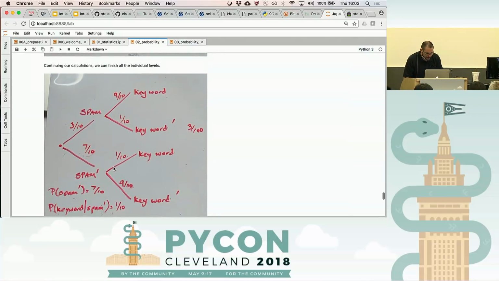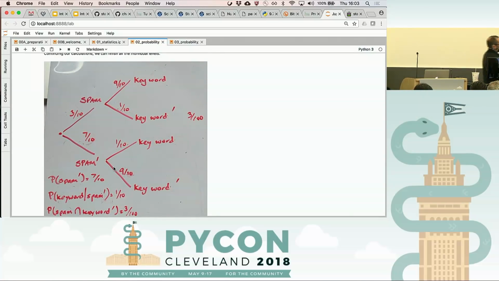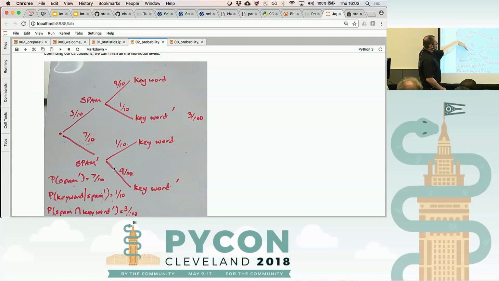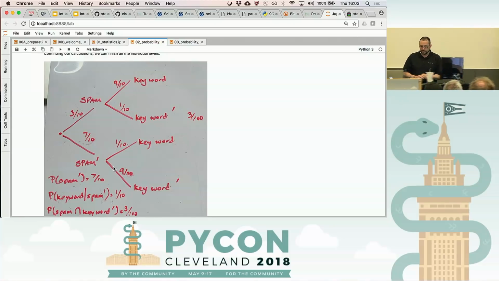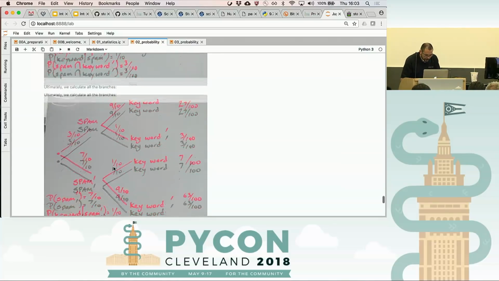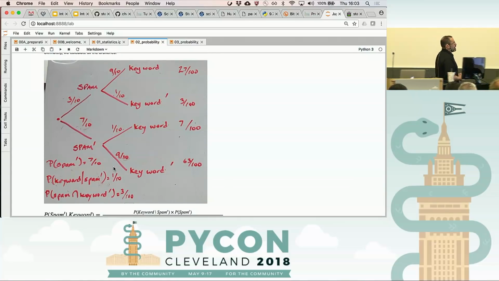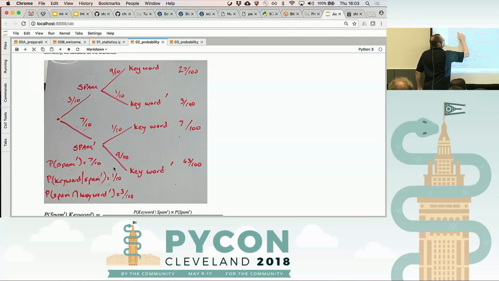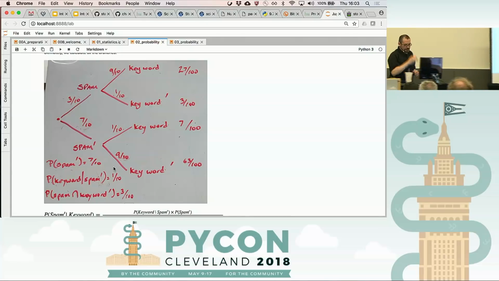So now we do all the things, right? Make sure each of these branches is equal to 1. These branches are equal to 1. These are equal to 1. We back this number out from there, and we start to fill this in. All right. And then we do the last bit of the math. We multiply this times that. So 3 times 9 gives me 27. 10 times 10 gives me 100. 7 times 1 gives me 7. 10 times 10 gives me 100. Fill in all these. All right.